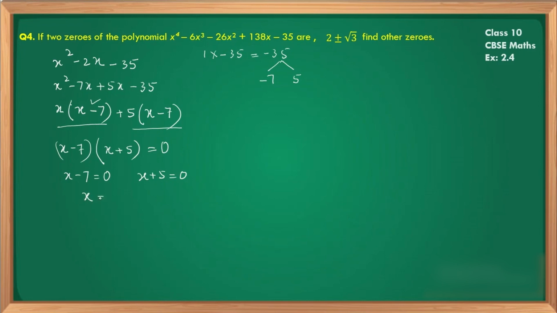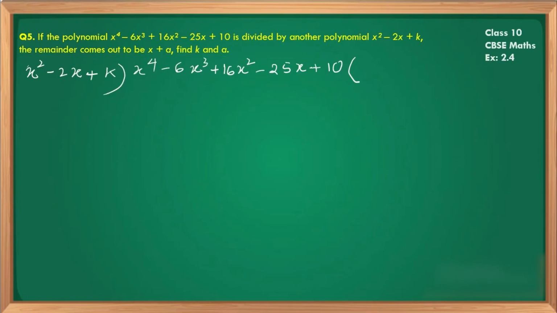Now x is equal to, if we take minus to the other side, becomes plus 7. This is one value or one zero. This side x is equal to minus 5. What we did, we took plus 5 to the RHS. This is another zero. So our answer is, the other two zeros are x equals 7 and x equals minus 5. This is our answer. Now with this we have completed question number 4. Question number 5 we do in the next page.